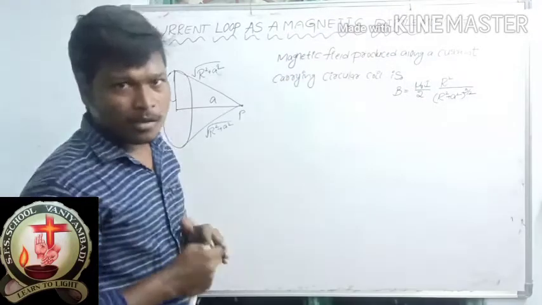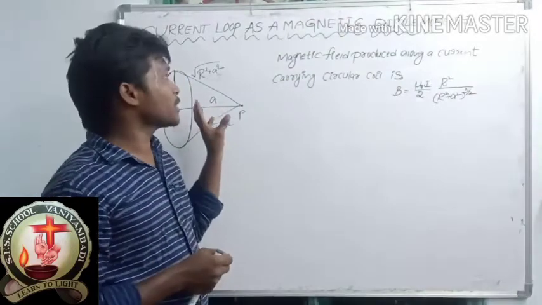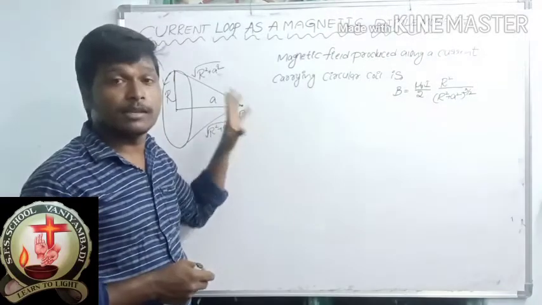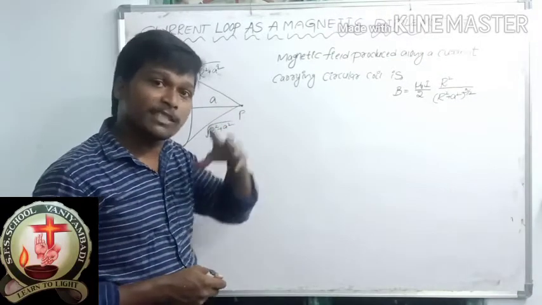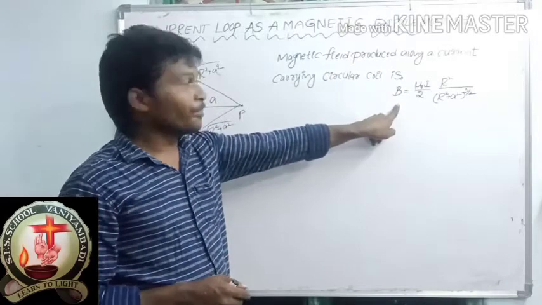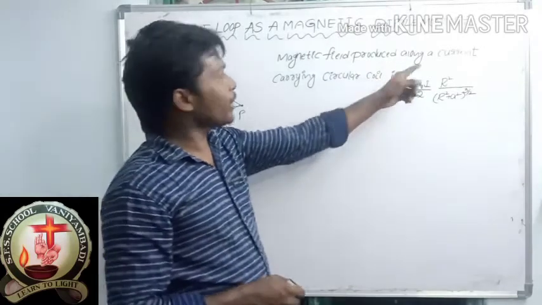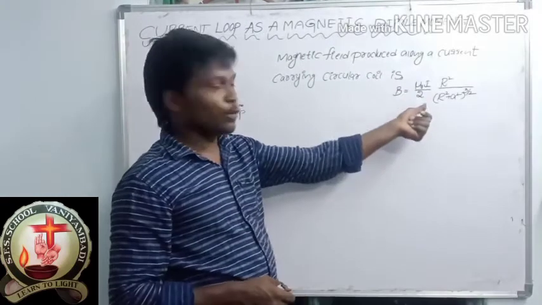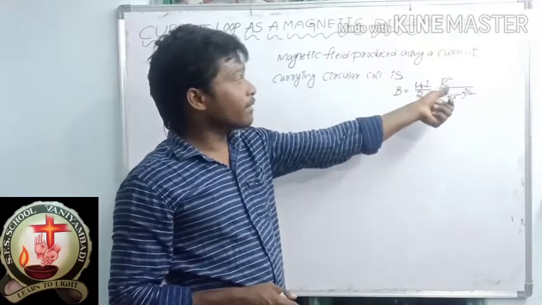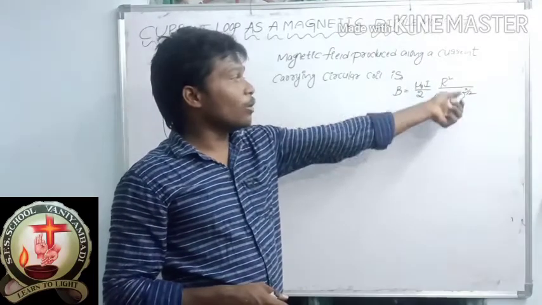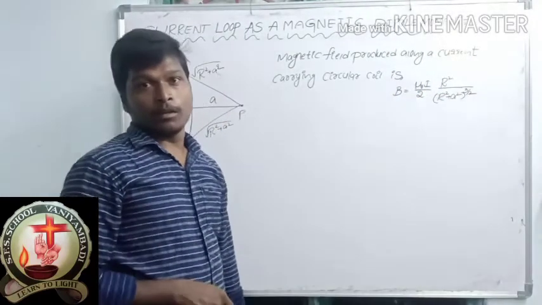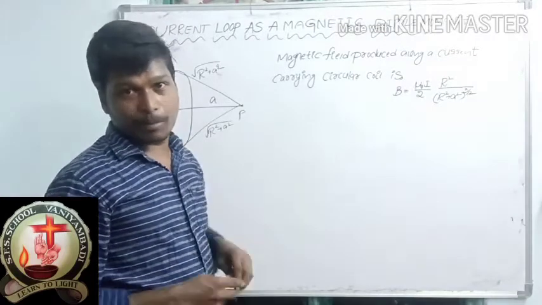What is the final expression of the magnetic field produced along a current carrying circular coil? The magnetic field is B equal to mu naught I by 2 into R square by (R square plus A square) whole power 3 by 2. Now I am taking some condition.